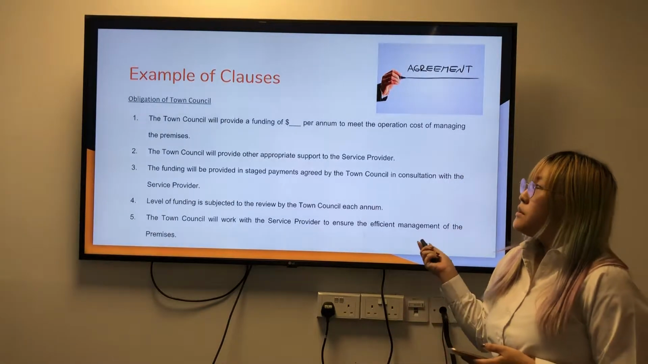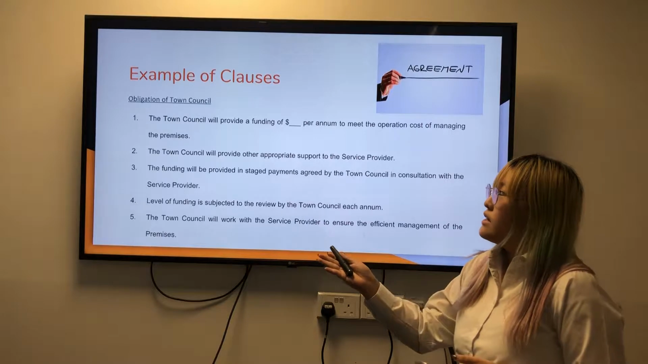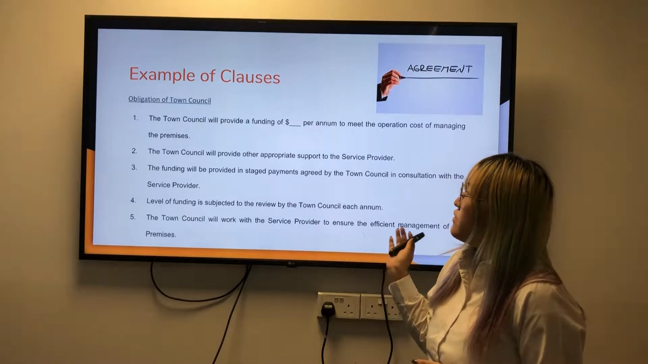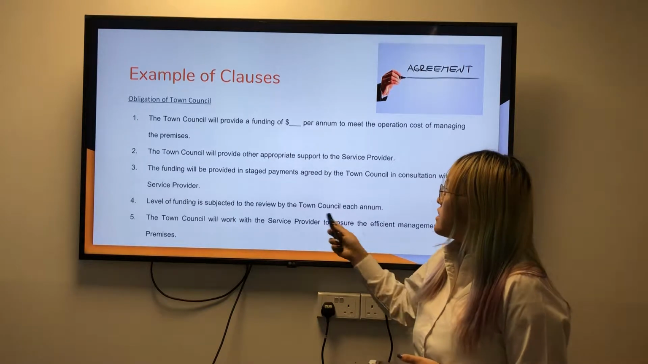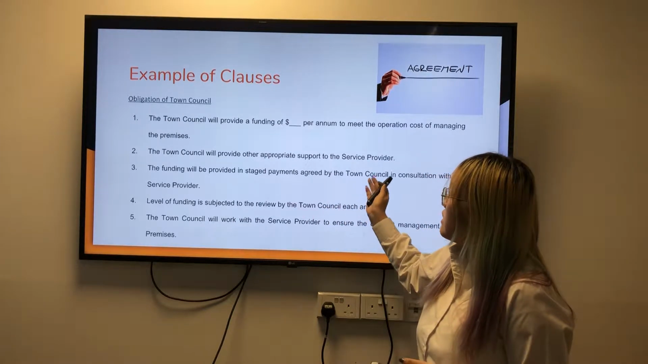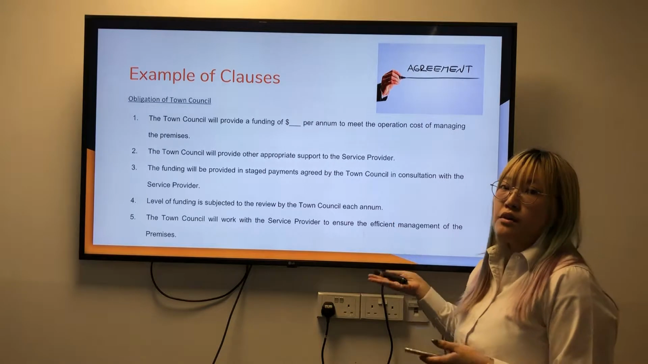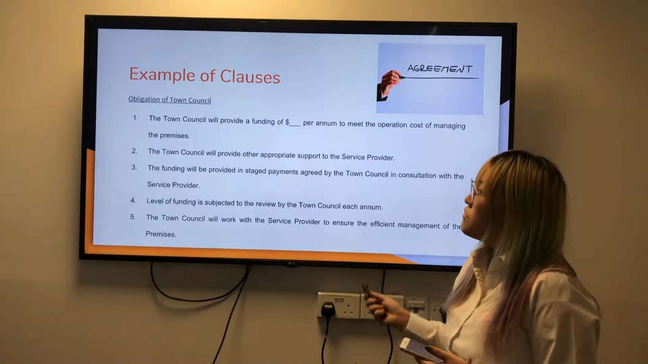So for examples of the clauses which might fall under town council's obligation, for example, they'll provide a certain amount of funds per annum, etc. And you can see here that this basically will state the roles of town council in this agreement itself.